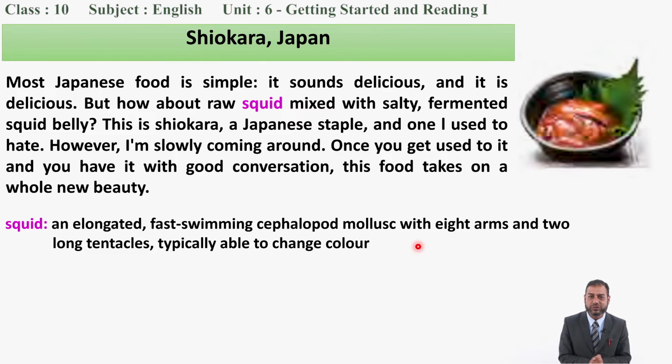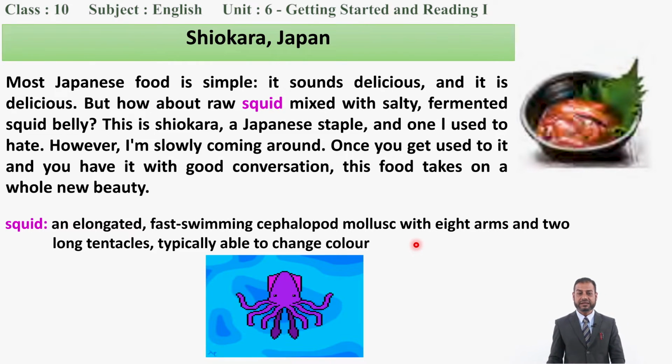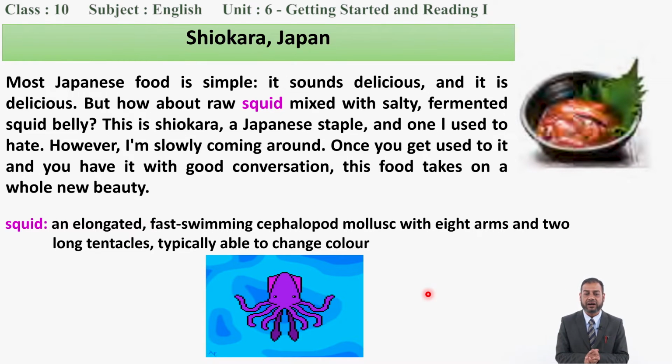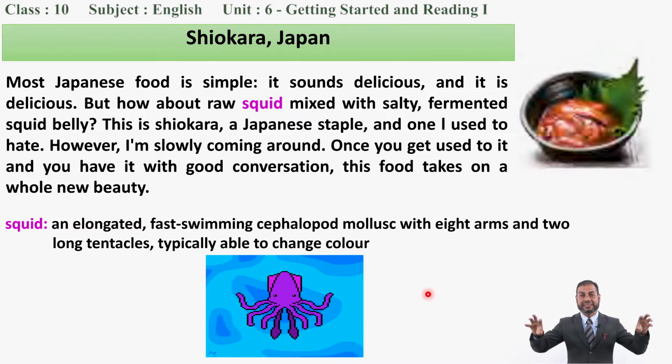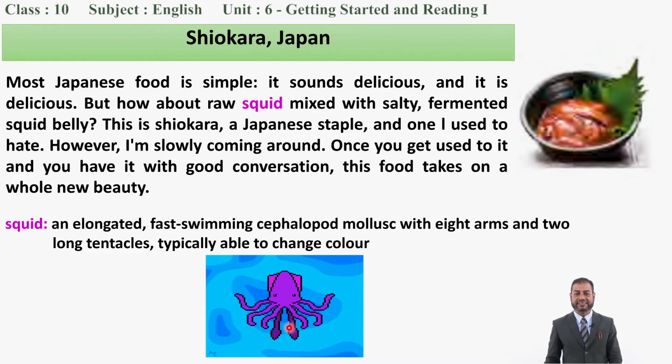Now, I want to show you a picture of a squid. See, this type of sea creature, this type of living thing that lives in the sea. So you can find tentacles in it, like an octopus. You can find here, see, 1, 2, 3, 4, 5, 6. These are tentacles.